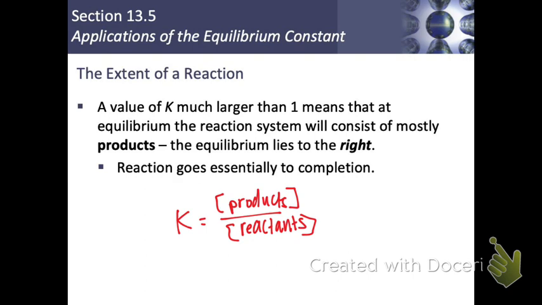And that's like, if I was in industry, right, if I was trying to create something or produce something, that's where I would want my equilibrium to lie, really far to the right. I want an efficient reaction that will produce as much product as I can.